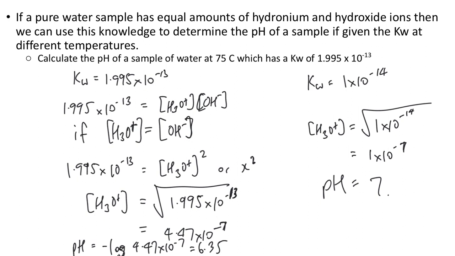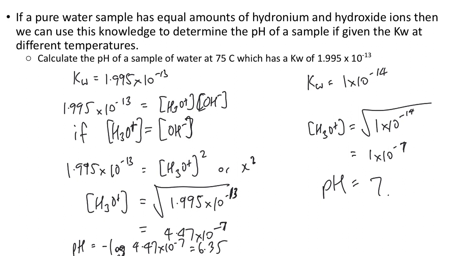All right, so pH 7 means that it'll be 1 times 10 to the negative 7 moles per liter of H3O plus, and they'll be equal at 25 degrees Celsius. And that's why pH 7 is neutral, right? That's the reason why that is there.